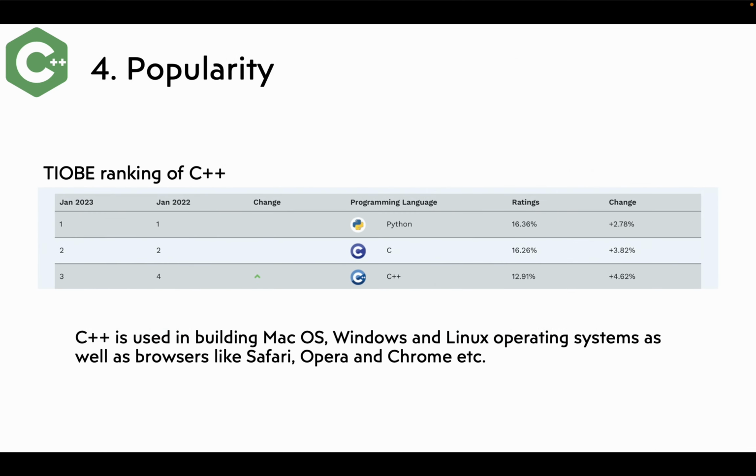Fourthly, we have popularity. C++ is the third most popular language according to the TIOBE, and it is basically because it is used in building Mac OS, Windows, and Linux systems. It's also used in web browsers like Safari, Opera, and Chrome. It is a quite popular language, and it has its credibility in the industry.